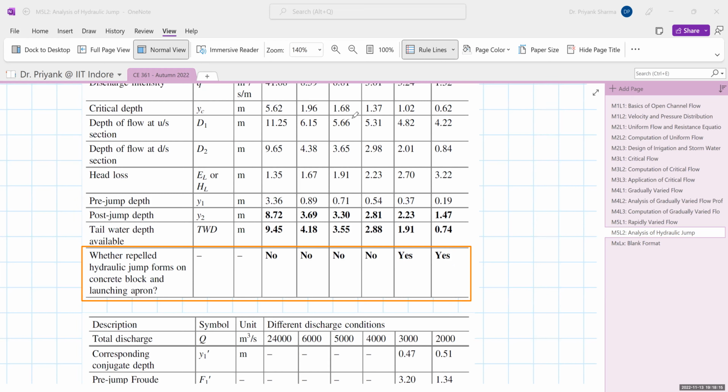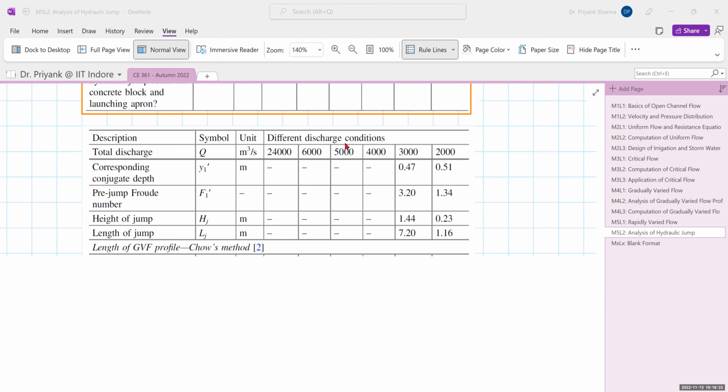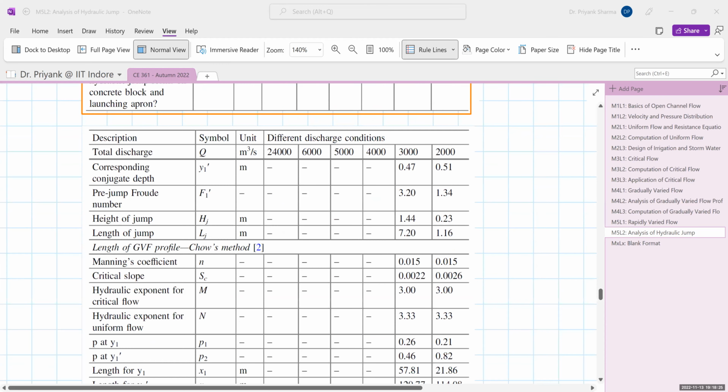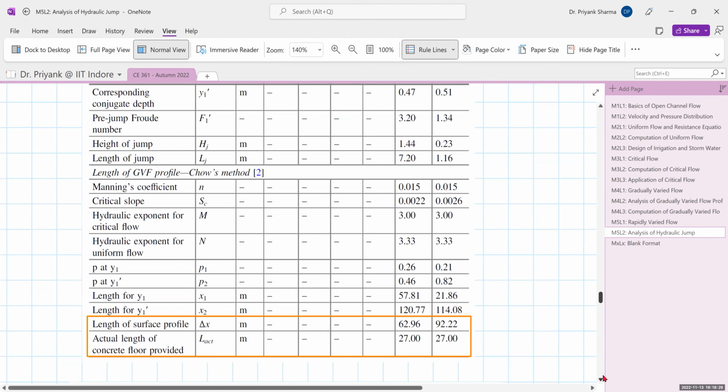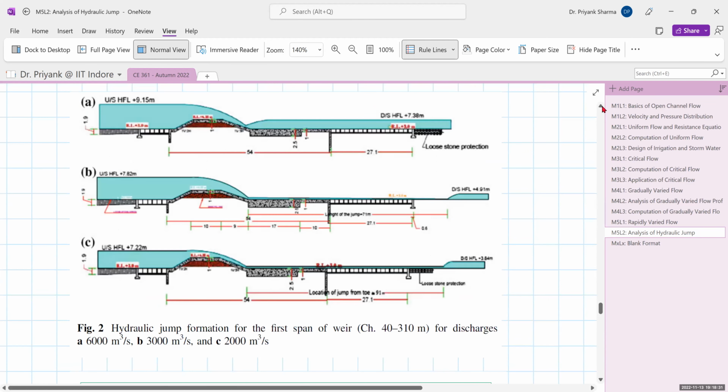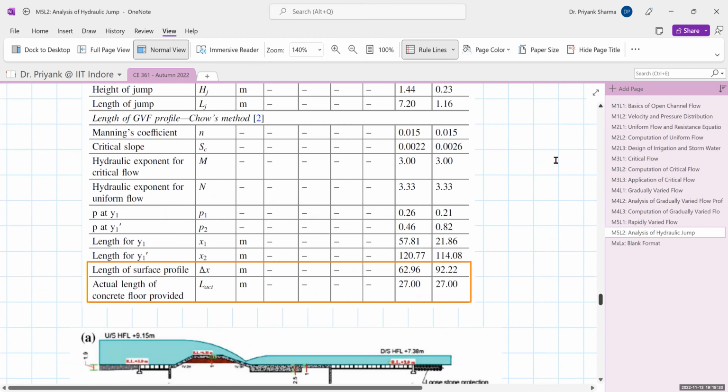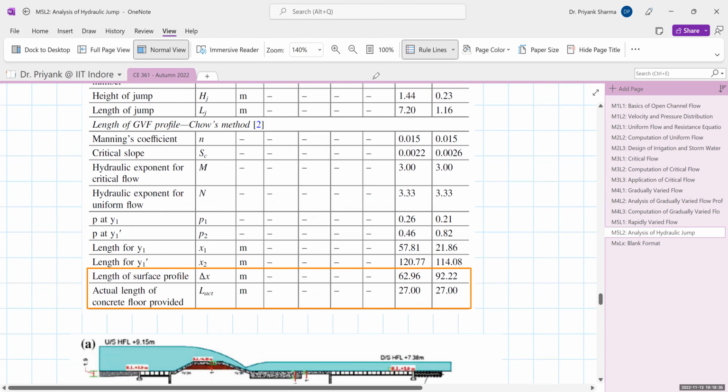If a repelled jump is formed, we have to identify the length of that jump, because the energy is not dissipated till the jump is formed. The repelled jump is a GVF profile. So using Chow's method, we calculate the profile length, and we found that for the discharge of 3000, the length of the GVF profile was 62 meter, while for 2000 meter cube per second it was 92 meter.